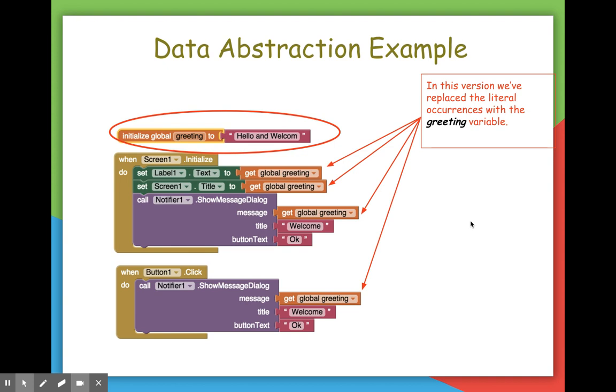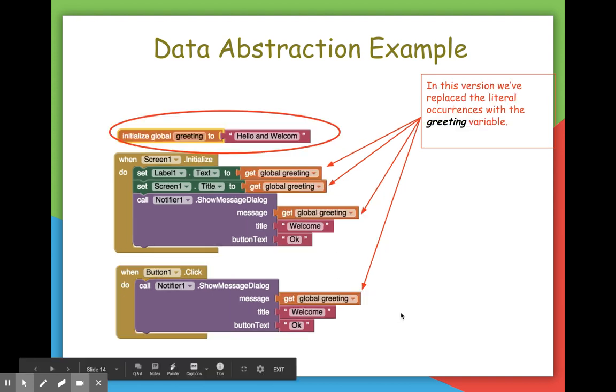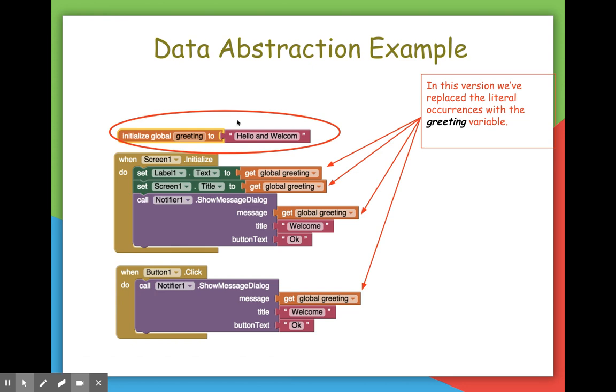Now, if I call it a variable, I call the greeting hello and welcome, and I put that greeting everywhere here, now I've got something called the greeting variable. So here I had it 3 different times. Put the text here, put the text here, put the text here, right? But here, I stuck it in this variable. And then every time I need to use it, I just use the variable.